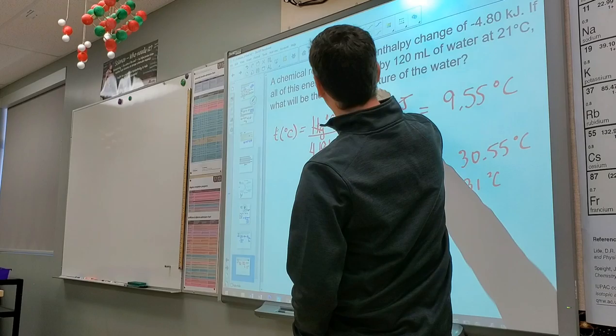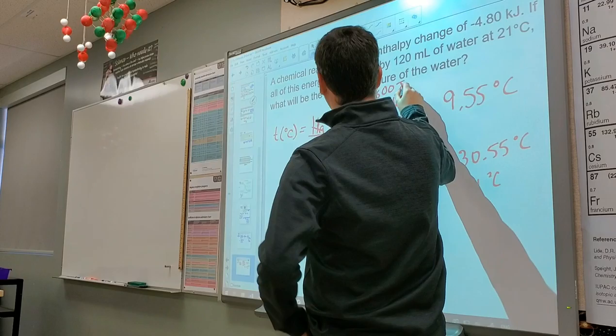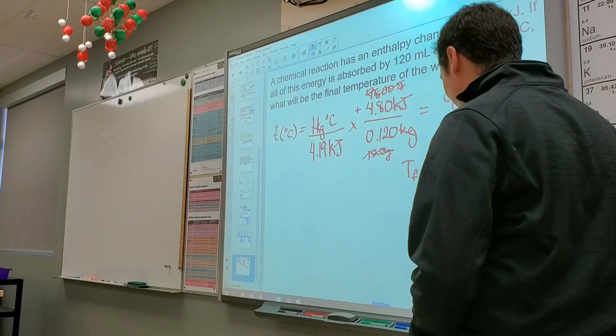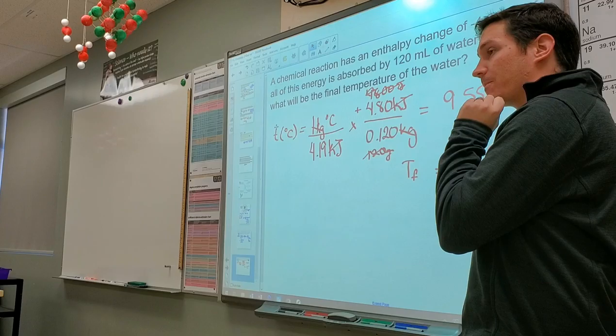Okay, Max. If I changed the kilojoules to joules, then I kept the ratio of the joules and grams. Yeah, that's totally fine. Because this would be 4,800 joules and this would be 120 grams, and it's still the same ratio. They're equivalent fractions, right? So it's whatever you want, as long as you do it properly. Okay, does anybody have any questions about that?